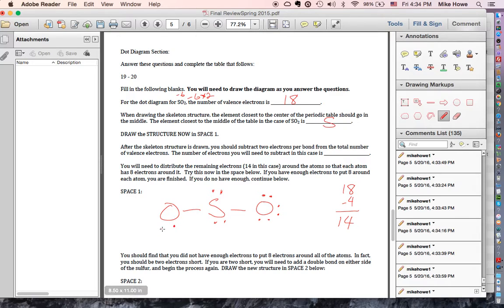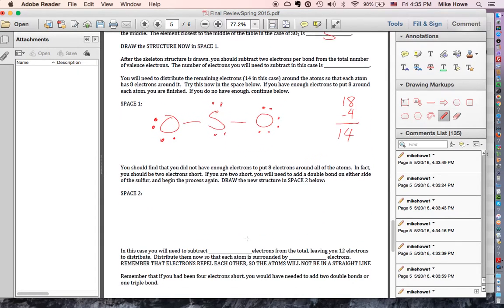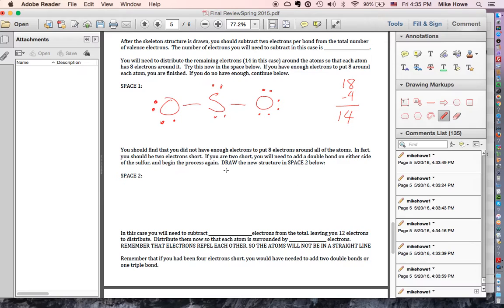So I could put 2 here and 2 here, but I would still need 2 more there. So you should find that you did not have enough electrons to put 8 electrons around all the atoms. In fact, you should be 2 electrons short. Were we 2 electrons short? I think we were. Right here, we needed 2 more. What do I do? If you're 2 short, you add a double bond on either side to begin the process again.